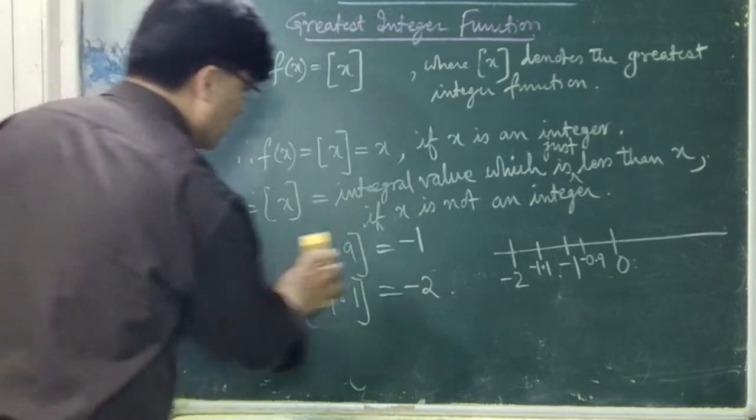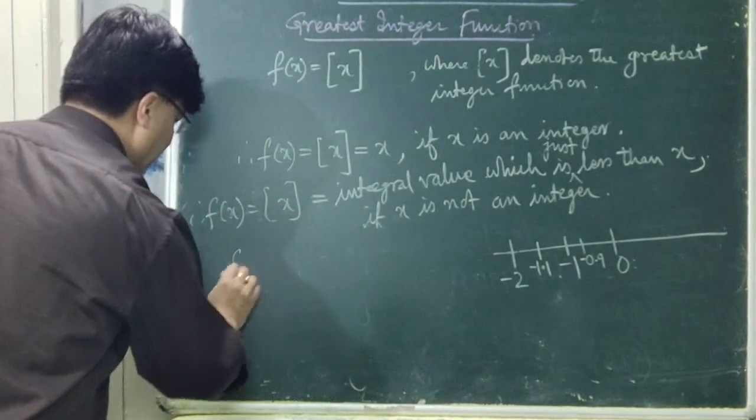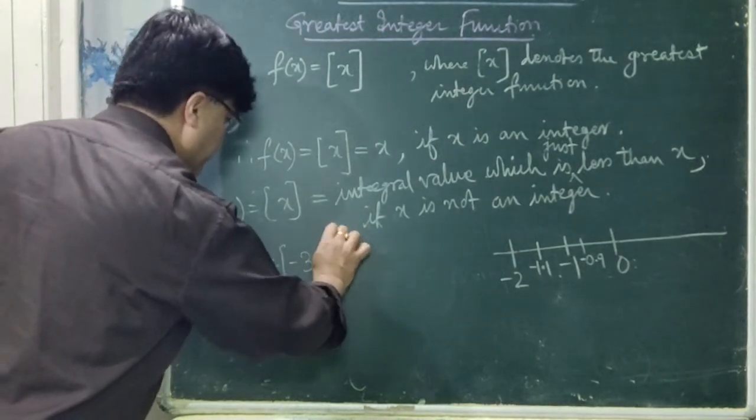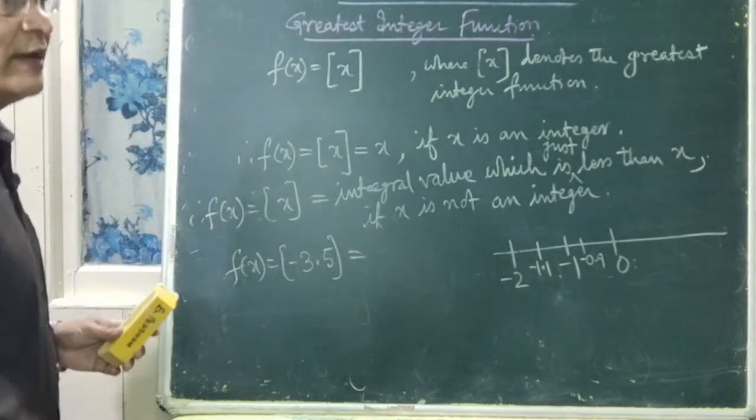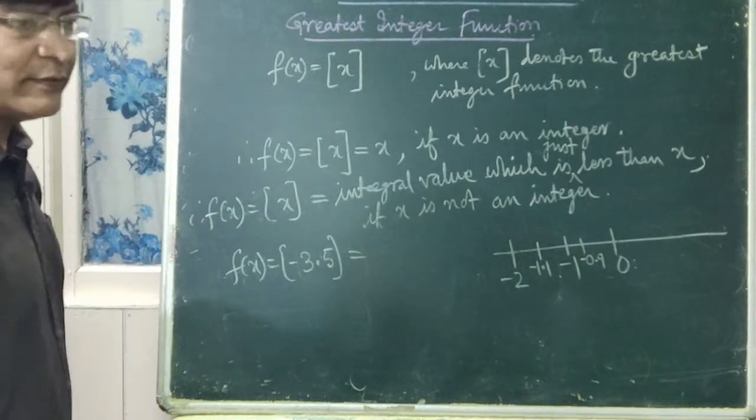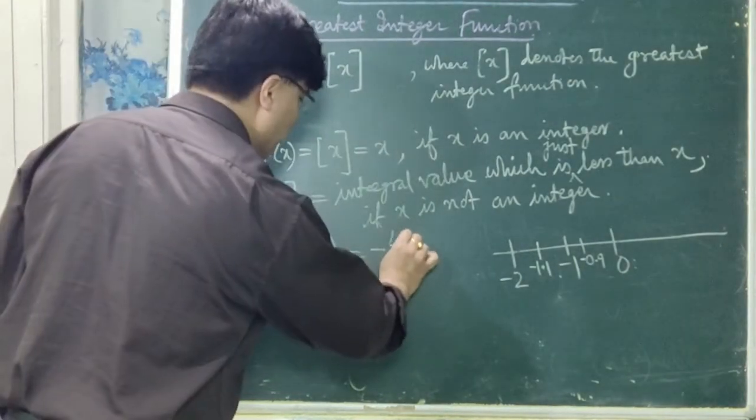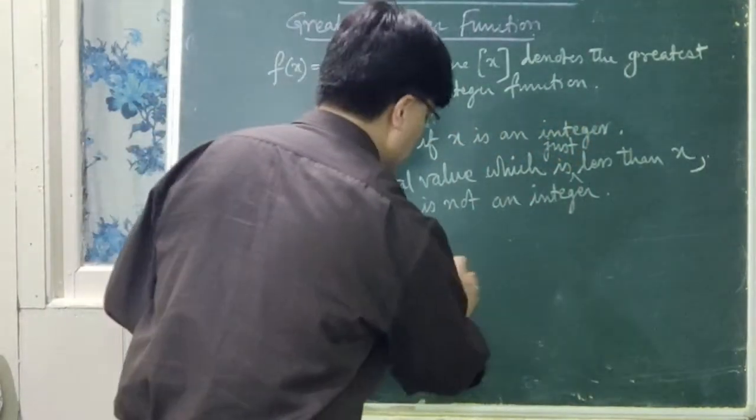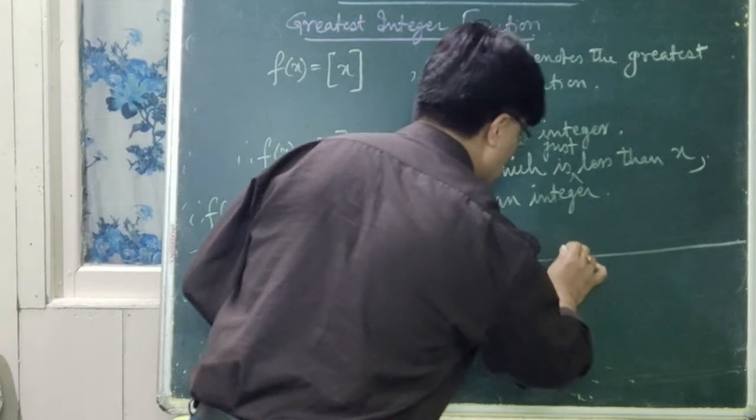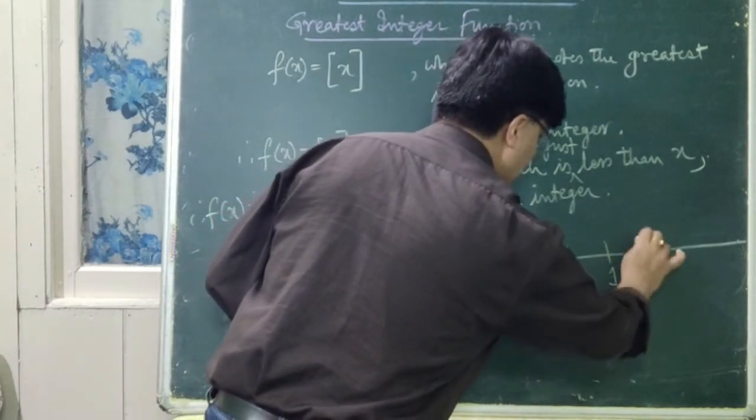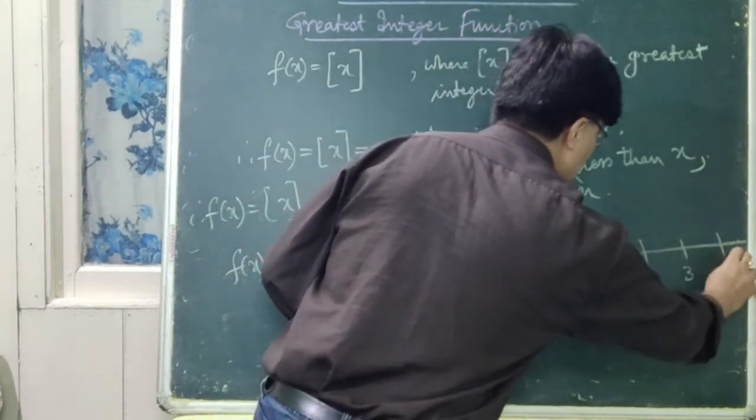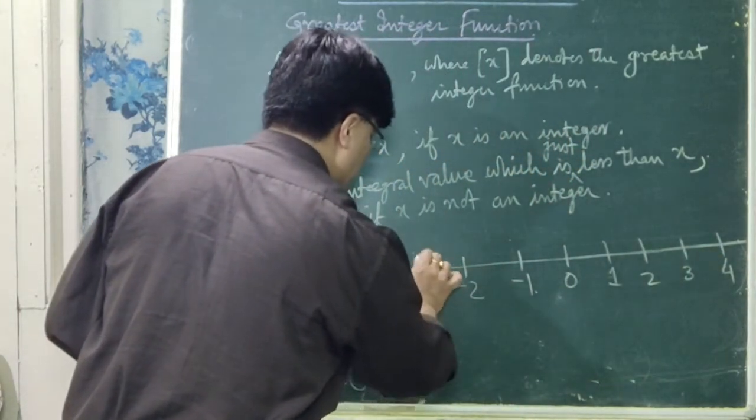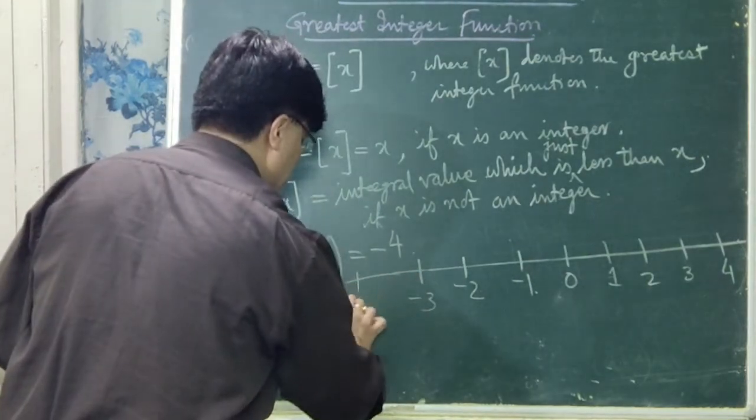Is that clear? So next one is f of x is equal to, within third bracket, minus 3.5. So which is the integral value which is just less than minus 3.5? That is your minus 4. Is that clear to all of you? Suppose this is a number line, right? This is your 0, this is 1, this is 2, this is 3, this is 4, and so on. This is your minus 1, this is minus 2, this is your minus 3, this is your minus 4, and so on.